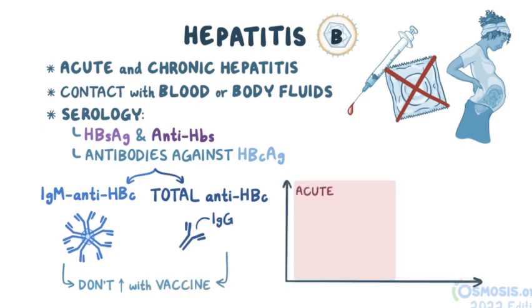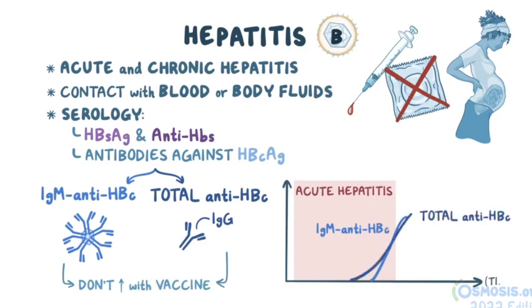Now, in acute hepatitis, both the IgM anti-HBc and the total anti-HBc become positive. But as weeks go by, the IgM anti-HBc becomes negative, while the total anti-HBc remains positive. That happens if the person clears the hepatitis B infection, or if there's chronic hepatitis. So it really only tells you about the passage of time.